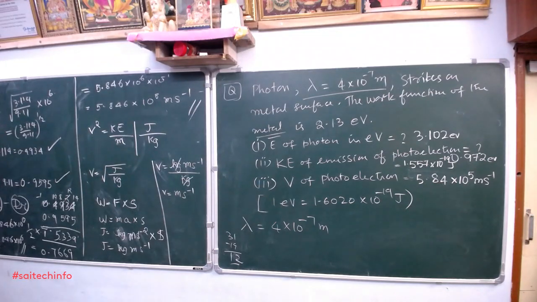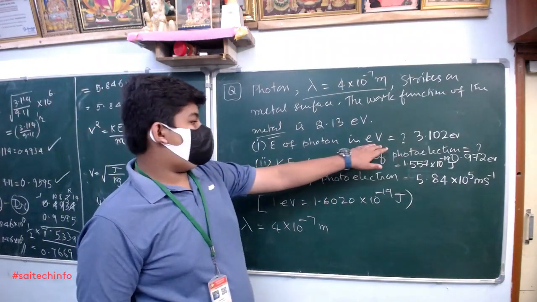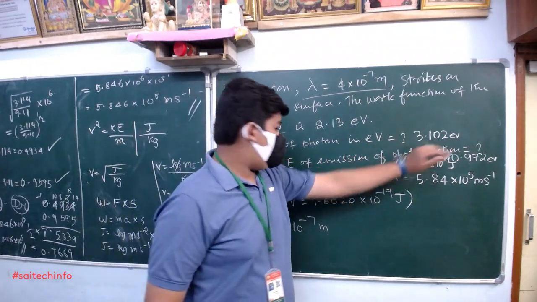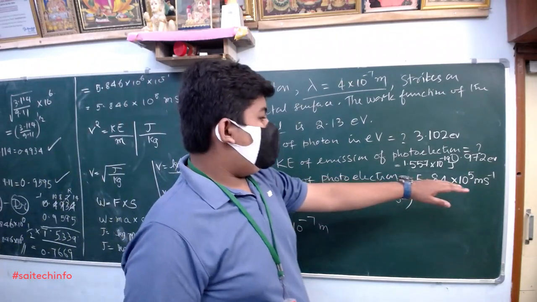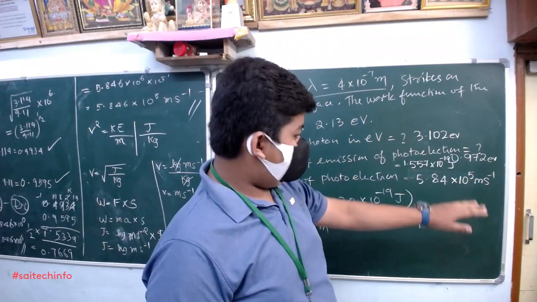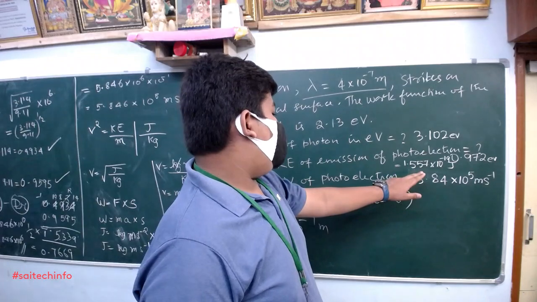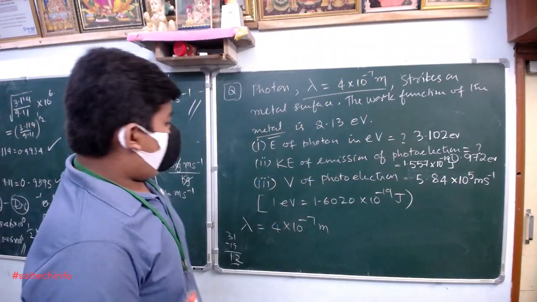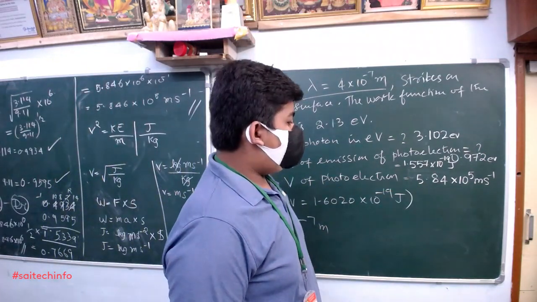Okay, right. So let us declare the answer. What are the answers? Please read out. Energy of photon in electron volt is equal to 3.102 electron volt. Then kinetic energy of emission of photoelectron in electron volt, the answer is 0.972 electron volt. In joules it is 1.557 into 10 power minus 19 joules. Good. Velocity of photoelectron is equal to 5.84 into 10 power 5 meter per second.